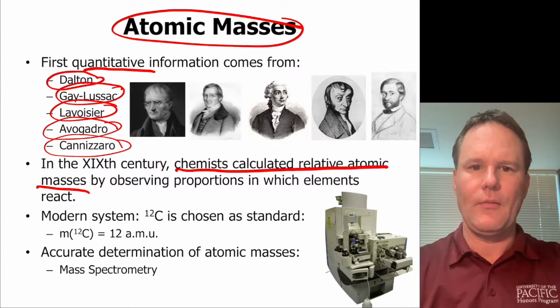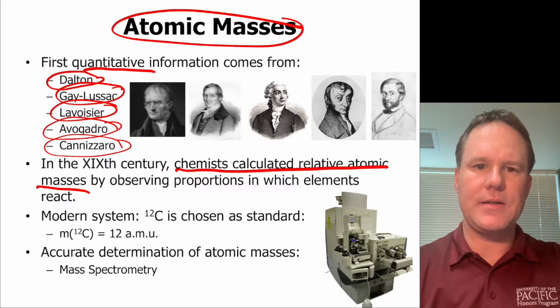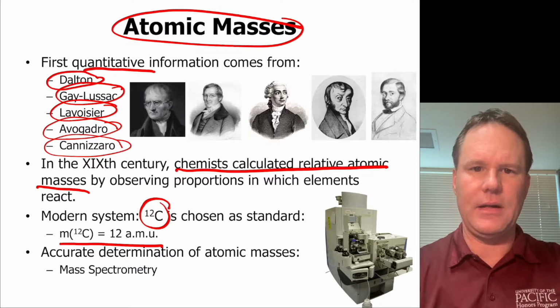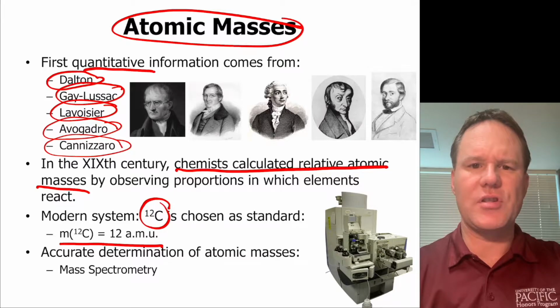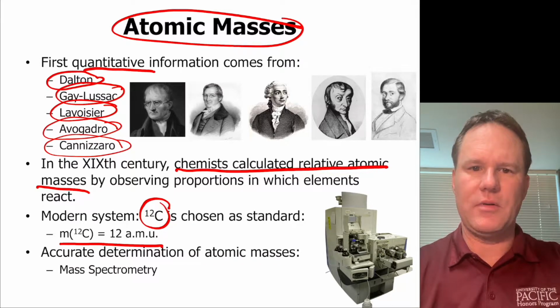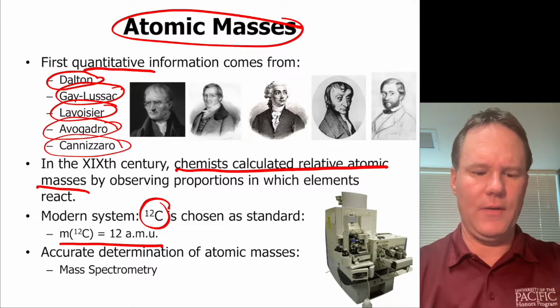And once we have the relative masses, then we have to decide on what would be our atomic mass unit. And in the modern system, carbon-12 was chosen as a standard. So the mass of carbon-12 is exactly defined to be 12 atomic mass units. It used to be called AMU, and now it's just u, because there are all these people who don't do actual work, but they tell others what to call things.